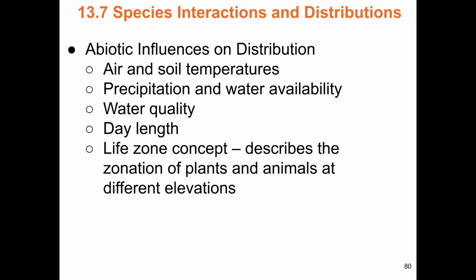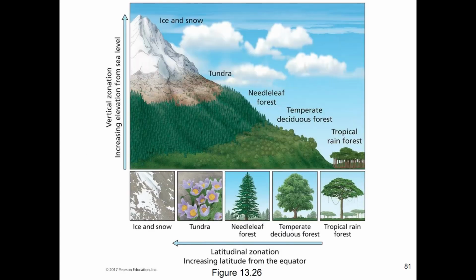And you can put all this together in the life zone concept. This is Humboldt. Alexander Humboldt came up with the idea of life zones, and he was looking mainly at altitudinal zonation of plants and animals. Latitude acts like elevation. As you go up in latitude toward the poles, it gets colder. As you go up in elevation, it gets colder. So high latitude works like high elevation.